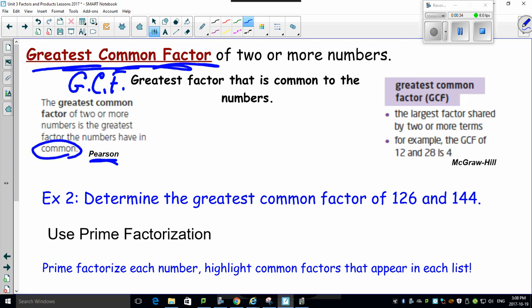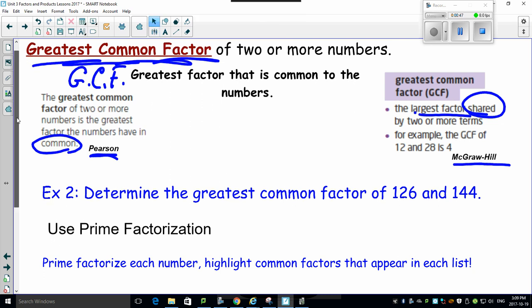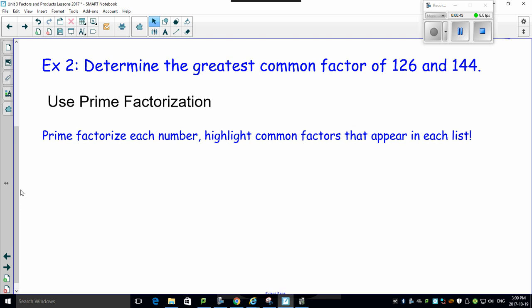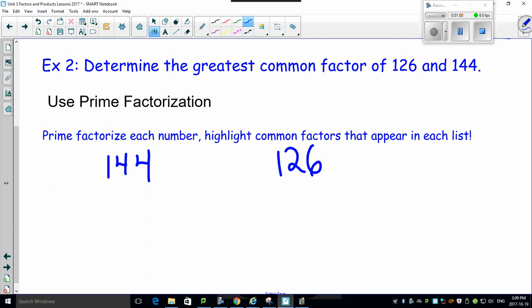Okay, wait a second. Let's look at the McGraw-Hill book. It says this is the largest factor shared by two or more terms. Shared, common, same thing. So how do we go about doing this then? Well, it's actually a lot of fun and pretty easy. Look at this example. It says determine the greatest common factor of 126 and 144. So here we go. 144, there you go. 126, there you go. Break it down.